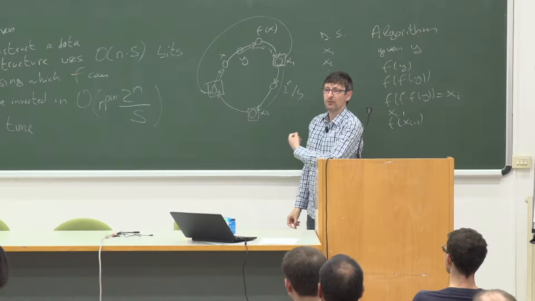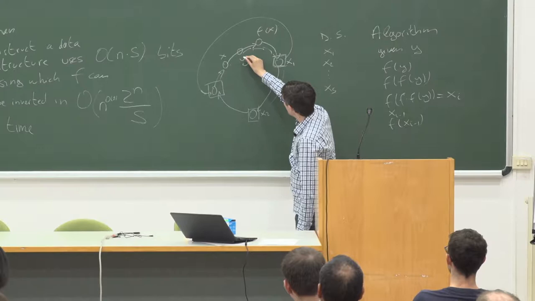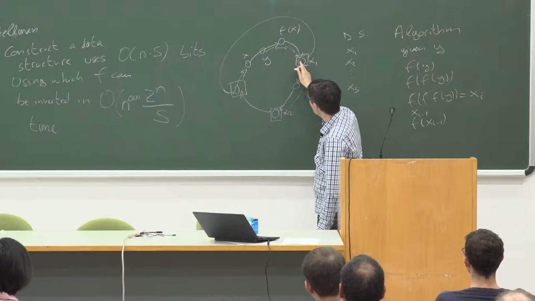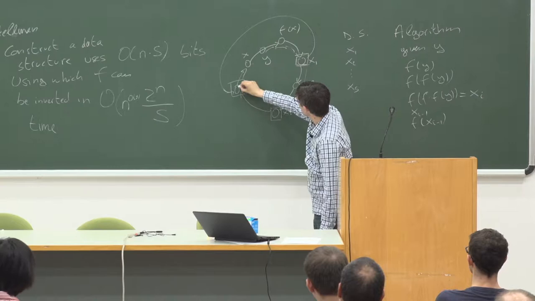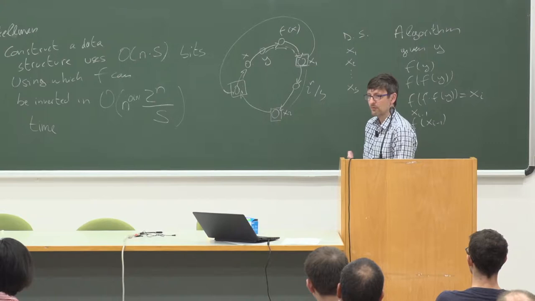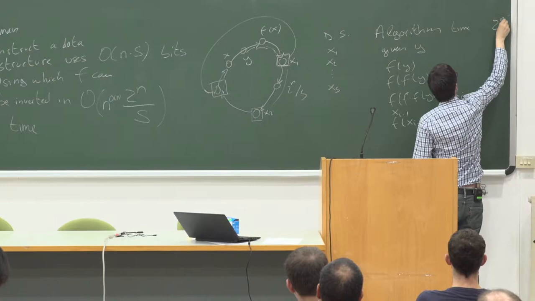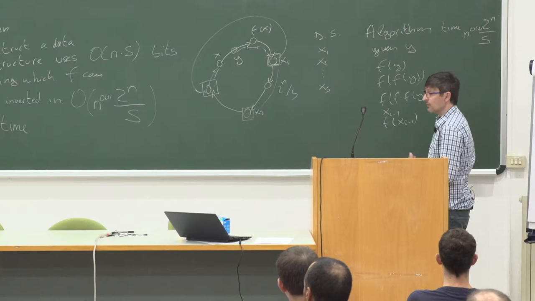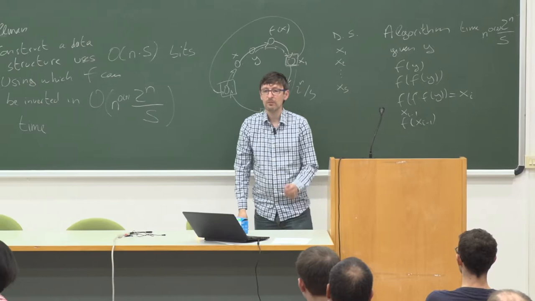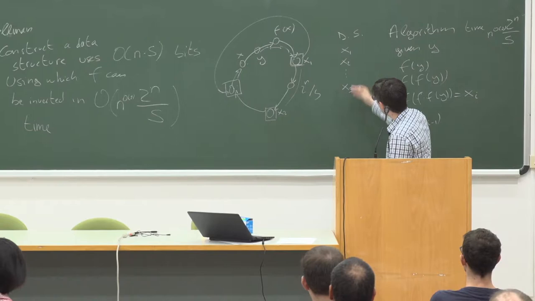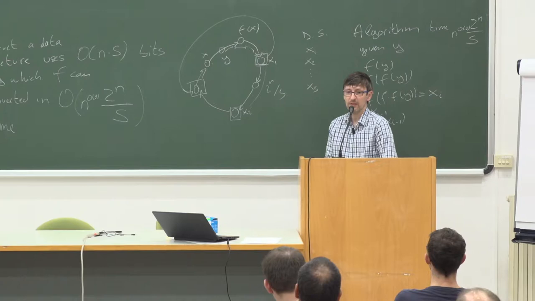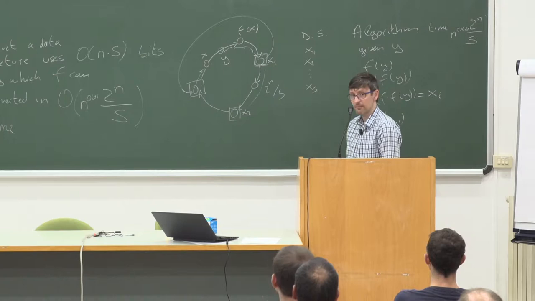So how long did it take? We basically walked the length of the distance between two consecutive points in the data structure, because we walked from here to here and from here to here plus this back edge. So the total number of times that we computed f was 2 to the n divided by s, multiplied by whatever time it takes to compute f in the forward direction. What about the database lookup? Well, this contains s elements, so it could be another log s time, which will be less than n, because s is less than 2 to the n.